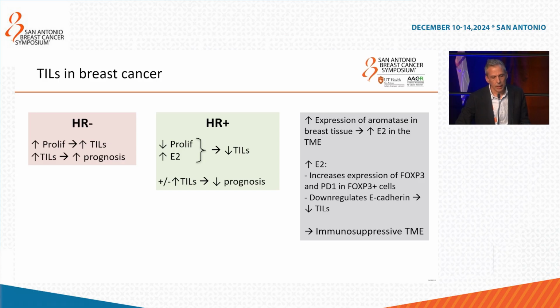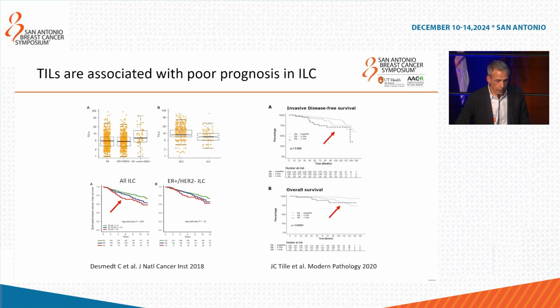There are some differences. Now the degree of TILs in ER positive tumors may be explained by the high expression of aromatase in breast tissue, which leads to higher estradiol and estrogens in the milieu of the tumor microenvironment, which increases expression of FOXP3 and downregulates E-cadherin. We need E-cadherin in order to keep those TILs, those lymphocytes, within the tumor, and globally you have this more immunosuppressive TME.